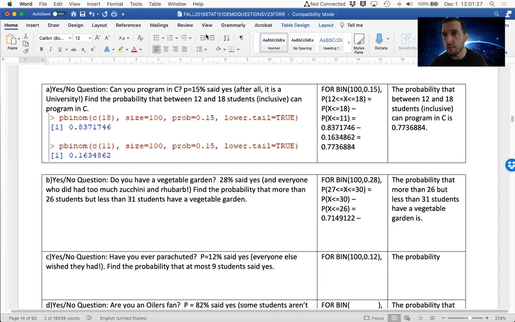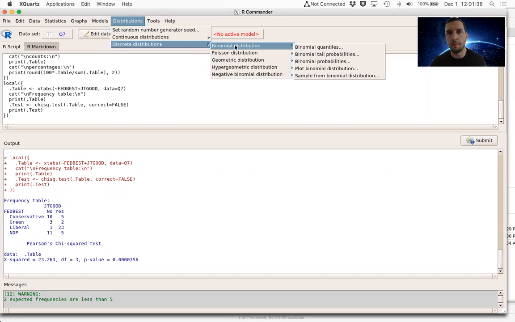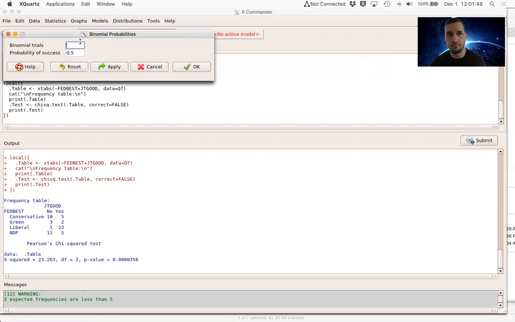So there's a number of different ways that we can do this in RCMDR. When we use RCMDR for binomial calculations, we go distributions, discrete, binomial, and then we go binomial probabilities or binomial tail probabilities. Now, if we click binomial probabilities in this particular question, the output is going to be massive. So we're going to have, as the number of trials, 100, and as probability of success, 0.15, because we're considering the answer yes to be a success, and there's a 15% chance that happens. So we click OK.